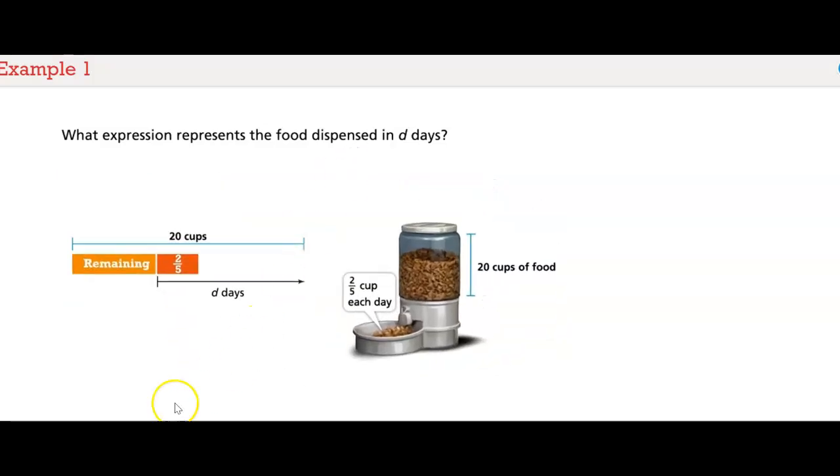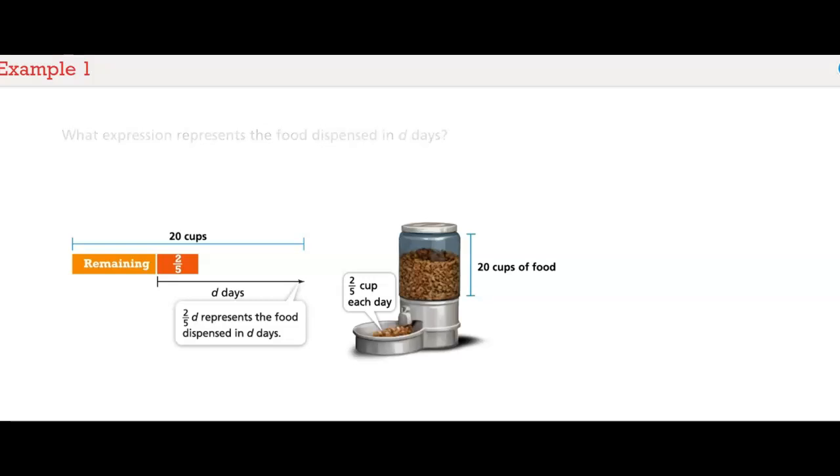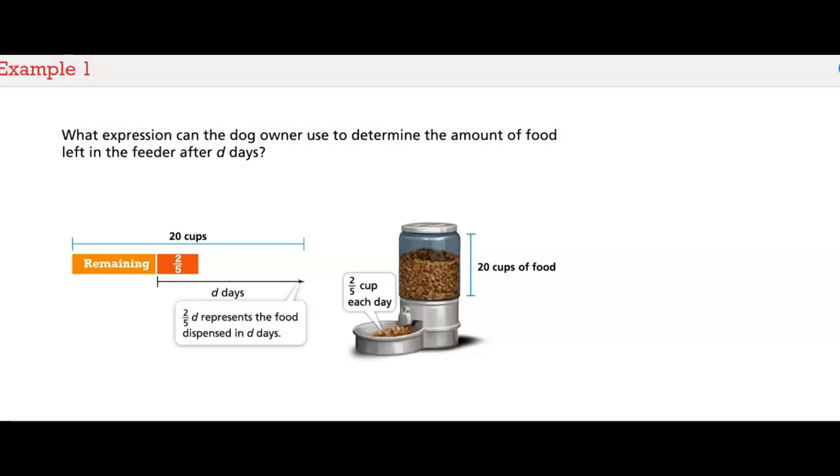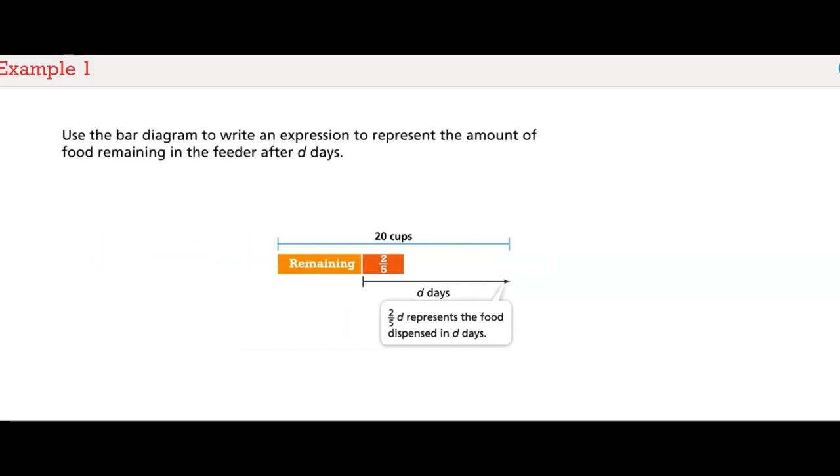The expression 2/5 times D represents the food dispensed in D days. So, what expression can the dog owner use to determine the amount of food left in the feeder after D days? Use the bar diagram to write an expression to represent the amount of food remaining in the feeder after D days.